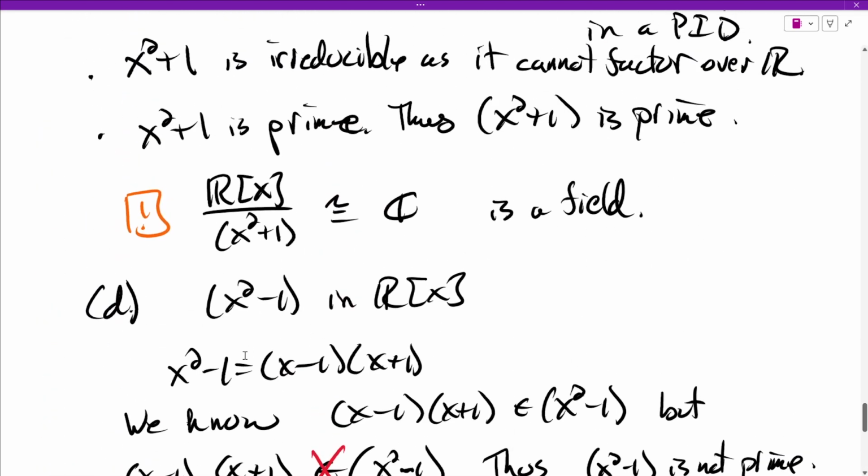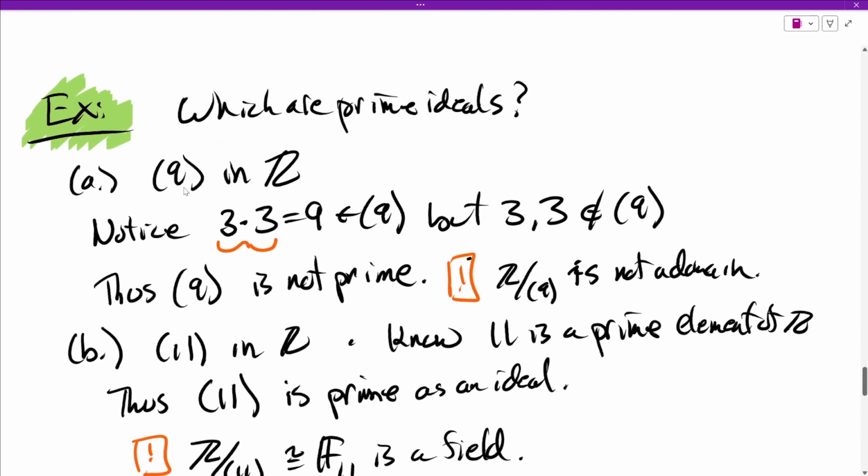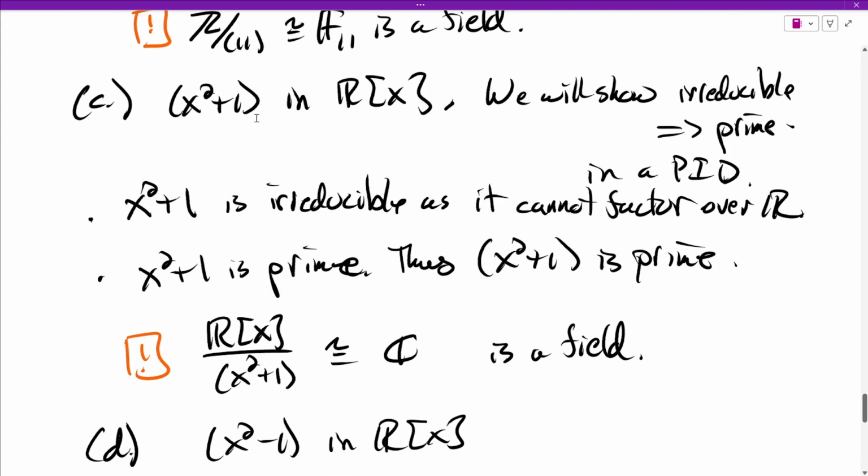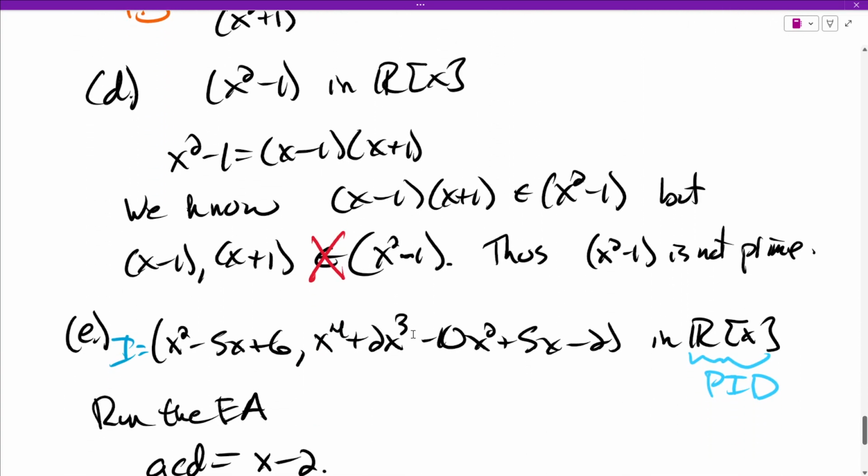Let's just go back real quick. All right, so 9 was not prime. We did not get a domain. 11 was, the ideal generated by 11 was prime. We got a field, which is a domain. The ideal generated by x squared plus 1 was prime. We got C, which is a field, so it's a domain. This one we didn't write out, but we can do it real quick.